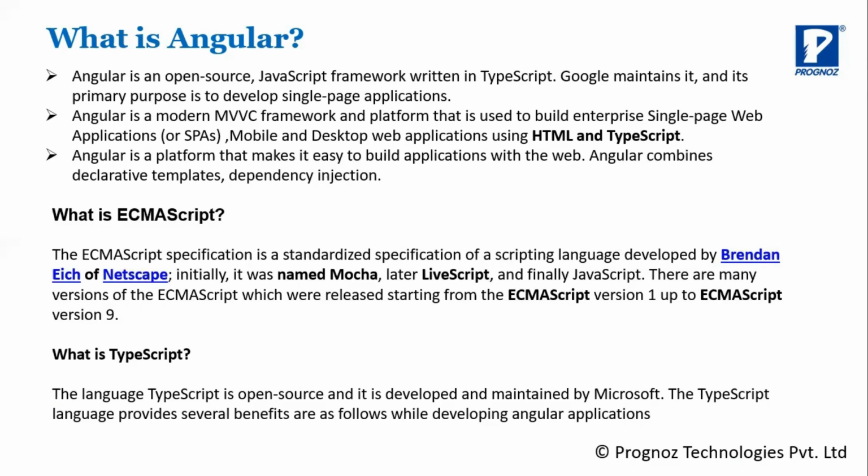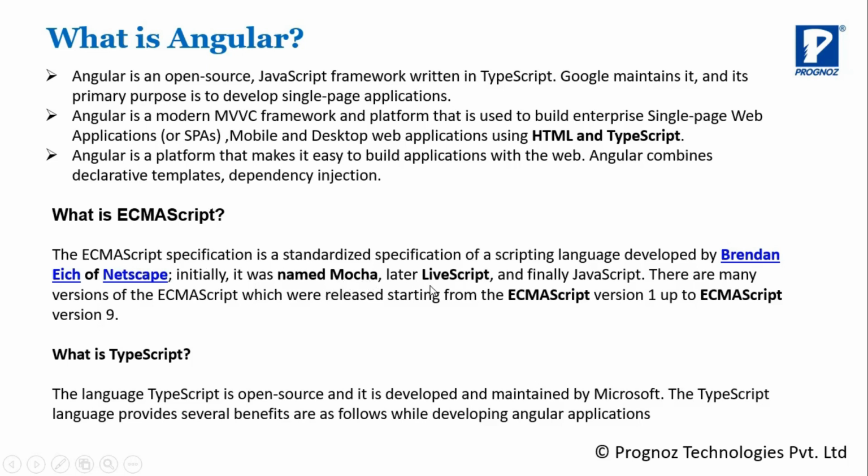What is ECMAScript? We have already done ES6, and we know the ECMAScript concept. ECMAScript provides a specification. Specification means it provides a set of rules to be followed in our applications. It is the specification and standardization of the scripting language developed by Brendan Eich at the Netscape company. And initially it was named Mocha.